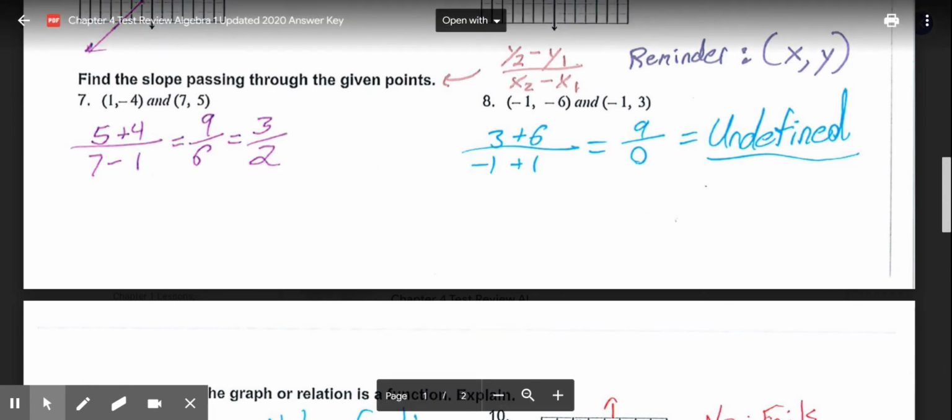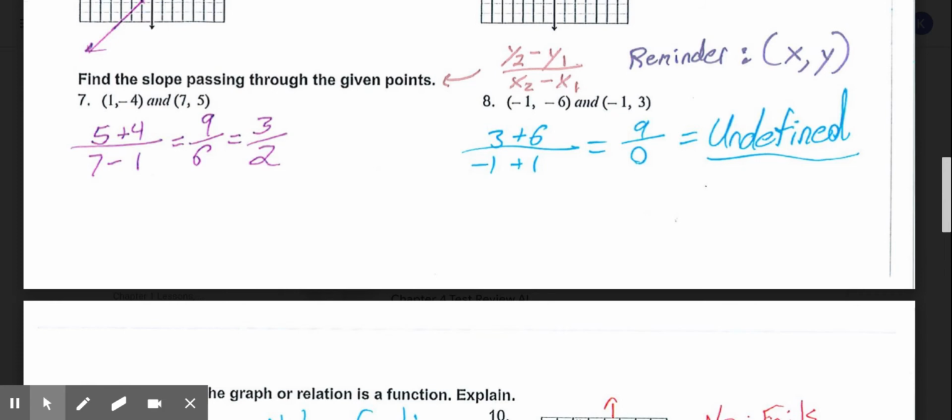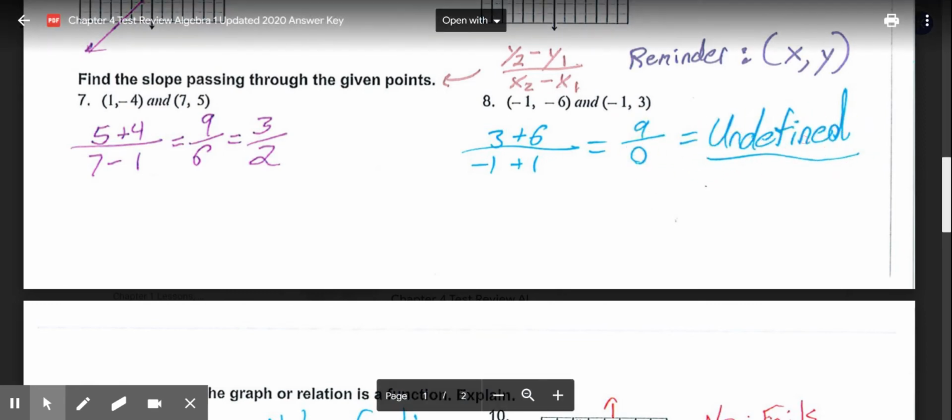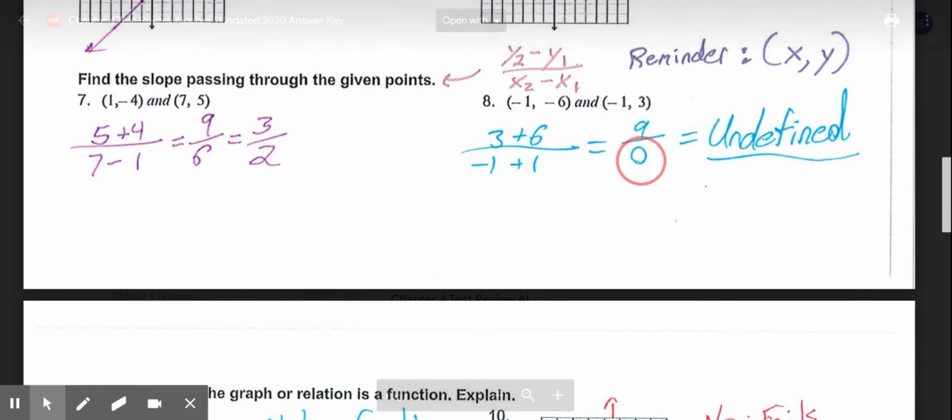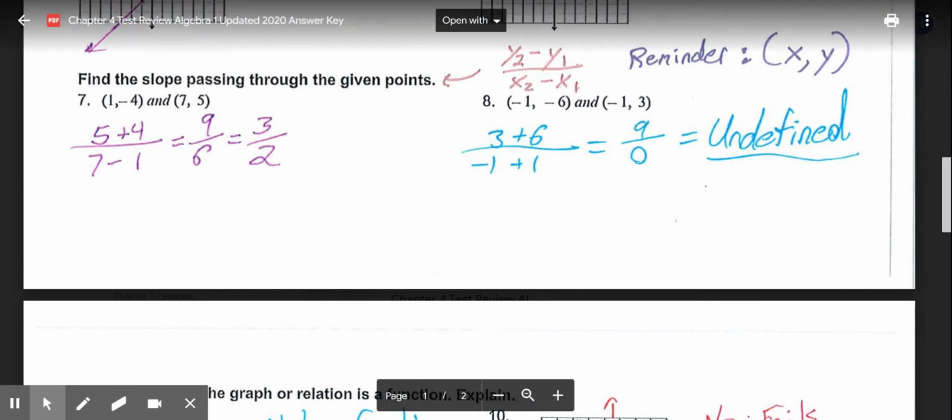In 8, our y values are 3 and -6. So on top, 3 minus a -6 is the same as 3 plus 6. On bottom, our x values, -1 and -1. So we'd have a -1 minus -1, which is a -1 plus 1. Anything over 0, we cannot divide by 0. Doesn't matter what level of math you get to. Division by 0 is always undefined. You cannot take a value and put it into 0 groups. So if you ever have a 0 on bottom, your slope is undefined.